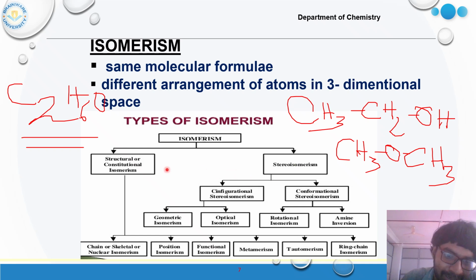Again, isomerism can be divided into two types: structural and stereoisomerism. Structural isomerism can be divided into three types: chain, positional, and functional group. And stereoisomerism can be divided into two types: configurational and conformational. Configurational isomerism can be divided into two types: geometrical and optical.